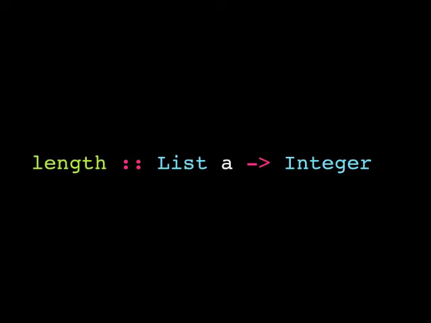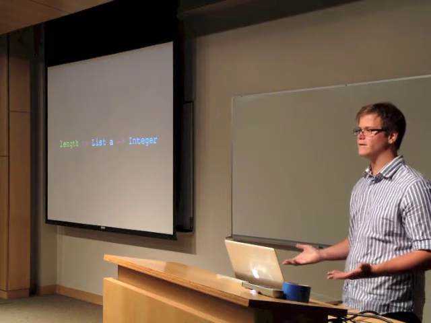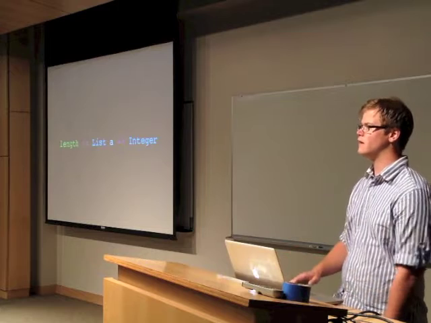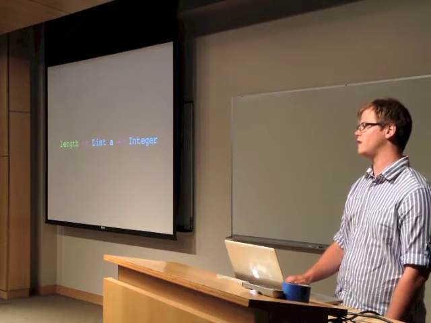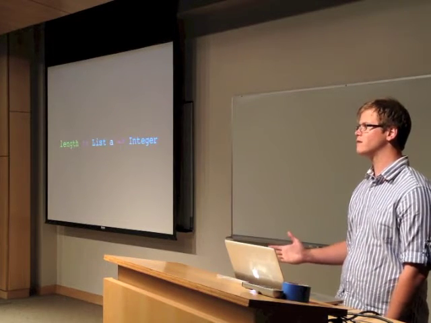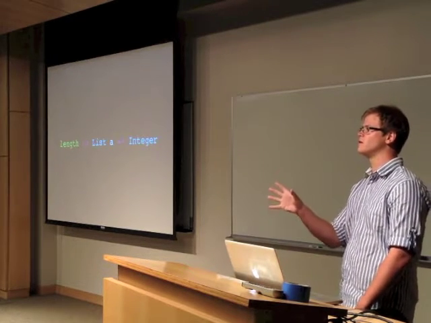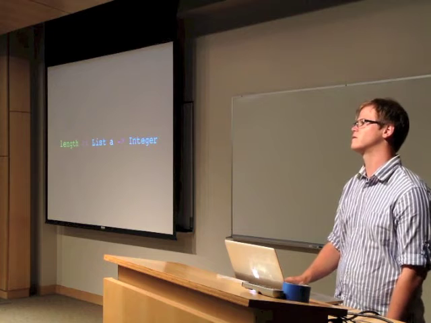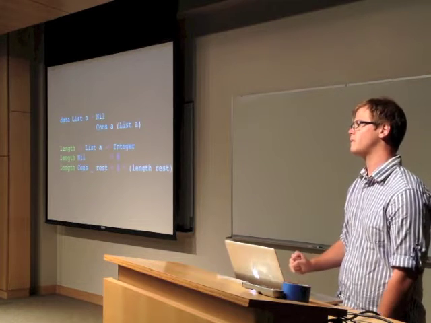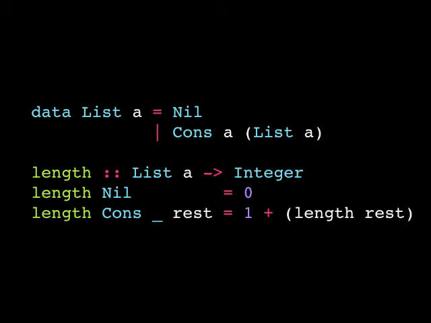All right, let's do something to it, right? So, you know, a good thing to ask a list is how long are you, right? So you get a list coming in, and you want to get a number back. So here's our function definition, or our function signature, right? List A to integer. So I'm just repeating the data definition so you can see what it looks like.